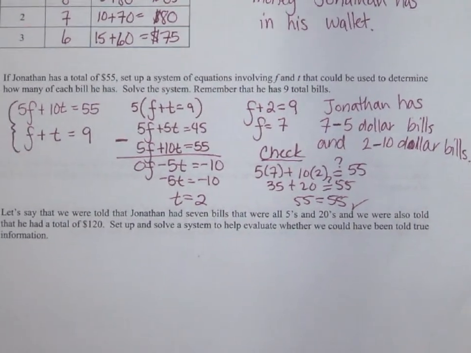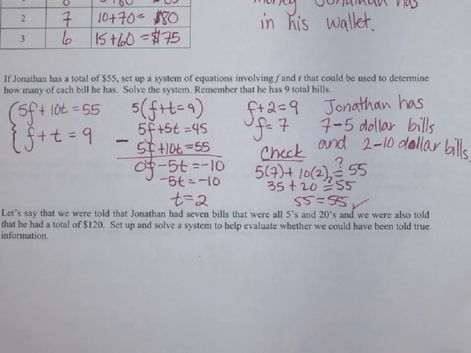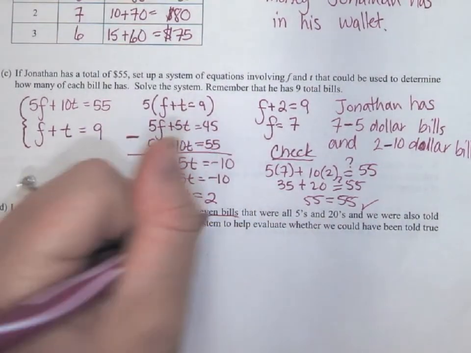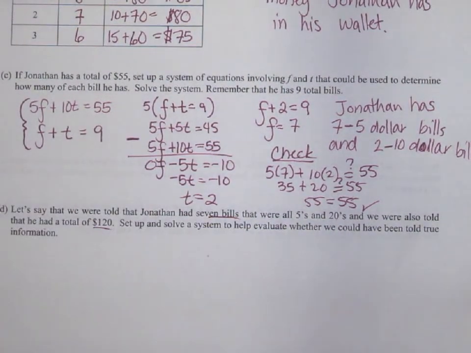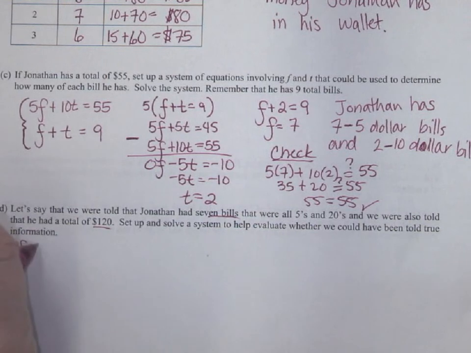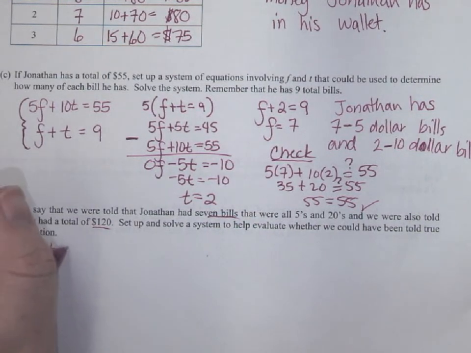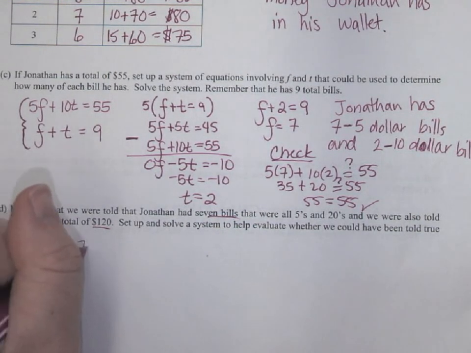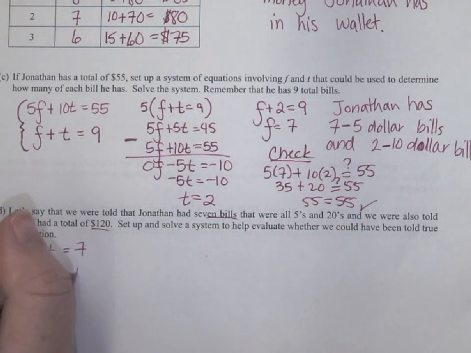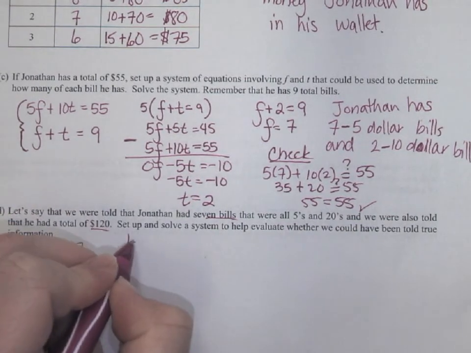All right, now this next one is still looking at Jonathan, but now instead of having 5s and 10s, we actually know that he has 5s and 20s. He has 7 bills total, and a total of $120. So now, again, let's go back in, let's set up the system. So now I have 5s and 20s. So now my 5s and 20s need to be 7. And when I take 5 times f plus 20 times t, that's giving me 120. And I'm going to tell you what those are.